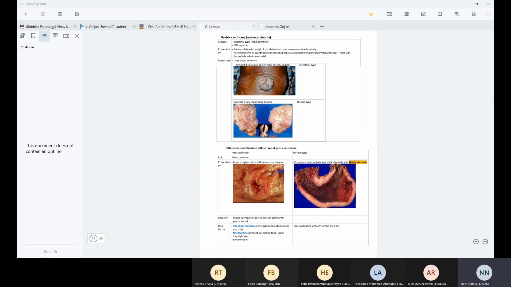So, diffuse type and intestinal type, paraneoplastic syndromes. In the lung carcinoma, many paraneoplastic syndromes were there, but here very few. Actually, you need to memorize the Leser-Trélat sign. Usually it is seborrheic keratosis. Seborrheic keratosis, in normal condition, should be solitary, only one, and usually you find it on face most commonly, and in elderly patient.